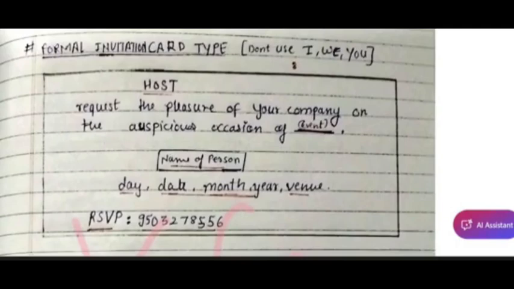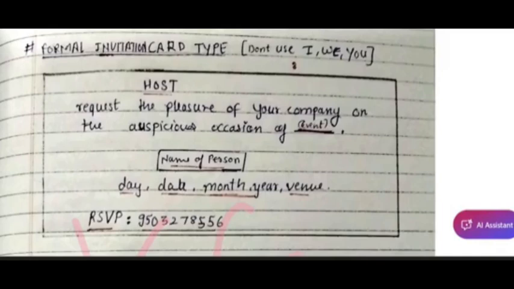Start with the name of the host. Continue your sentence from the second line. Host requests the pleasure of your company on the auspicious occasion of, and write the name of the event. If it's a birthday party, write birthday party of the person. Then mention day, date, month, venue, RSVP.